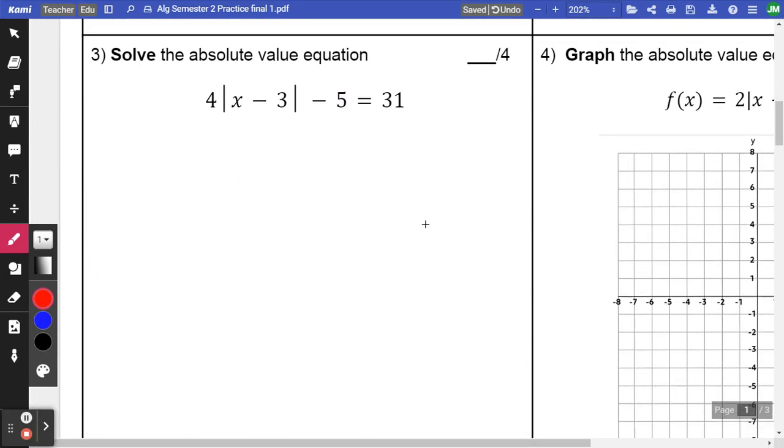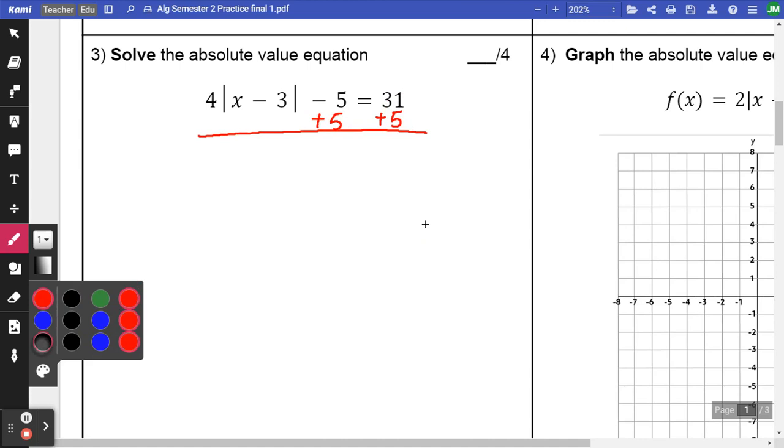Number 3, solve the absolute value equation. Here I'm going to apply inverse operations and treat this absolute value as the thing that I'm isolating. So I'm multiplying by 4 and I'm subtracting 5. So the first step I can do is add 5 on both sides.